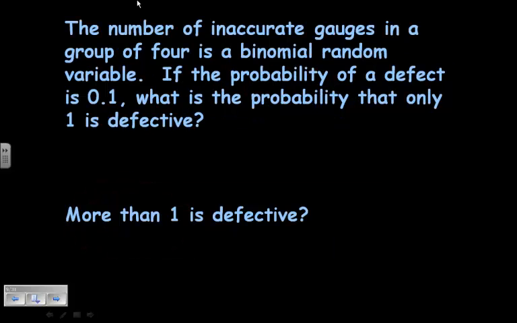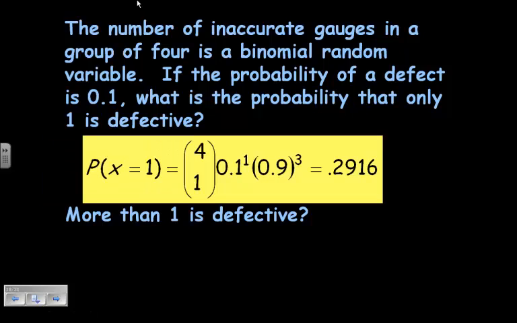Okay, another example. The number of inaccurate gauges in a group of 4 is a binomial random variable. The probability of a defect is 0.1, so 10%. What's the probability that only 1 is defective? Using our formula, this is what we would write. Probability that x equals 1 equals 4 inaccurate gauges, we're choosing 1, so 4 choose 1, times 0.1 to the first power, because the probability of a defect is 10%, times 0.9 to the third power, because if it's defective 0.1 times 10%, then it's good 90%. Multiply all that together, 0.2916.